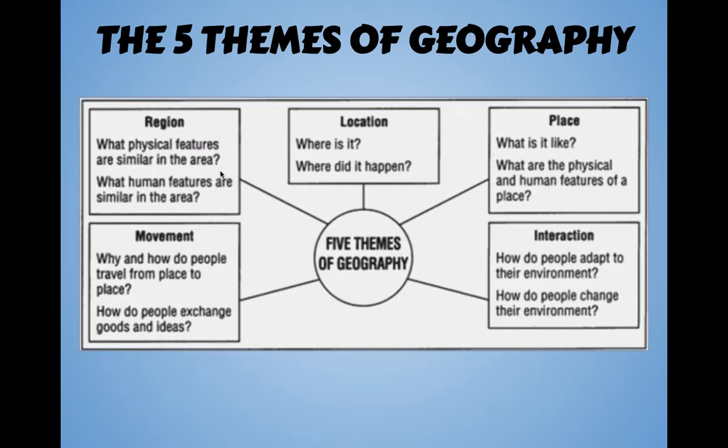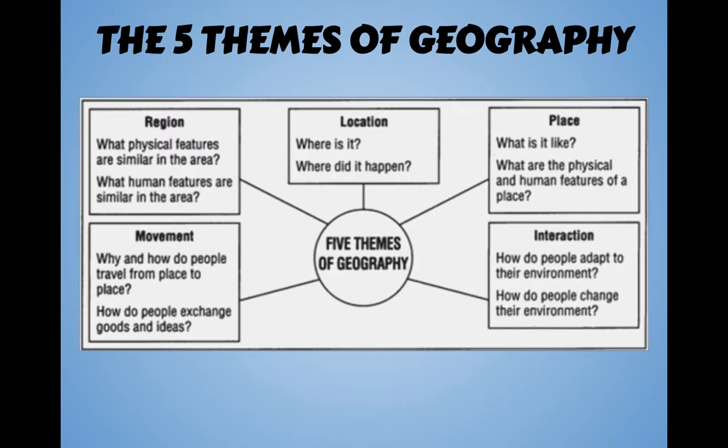The next one is region. Okay, so what physical features are similar in the area, what human features are similar. So there's a lot of different places that get clumped together as a region. So you could argue that Illinois has a different culture from Missouri, but Illinois and Missouri are all considered part of what's called the Midwest, which would be the region. Okay, so we're similar, but we're a little bit different.